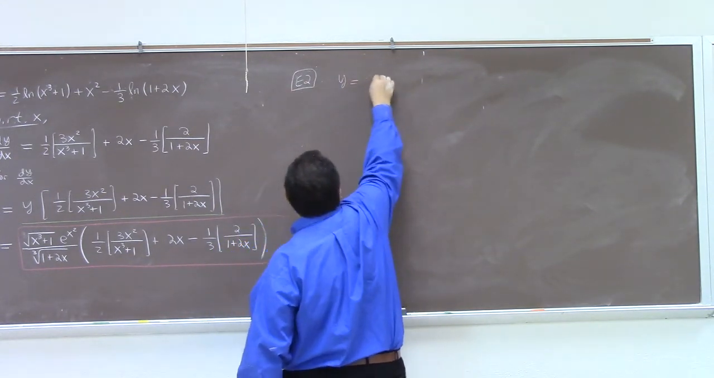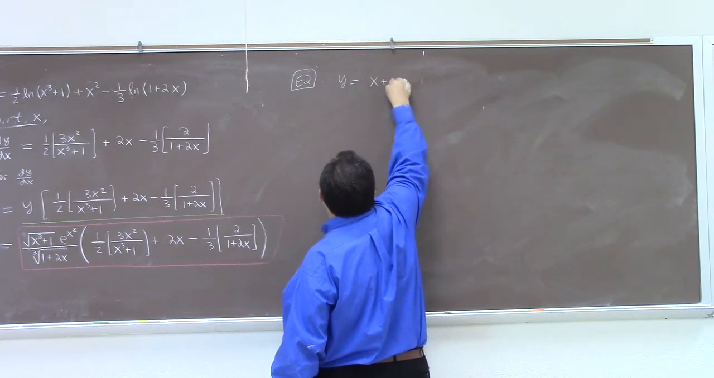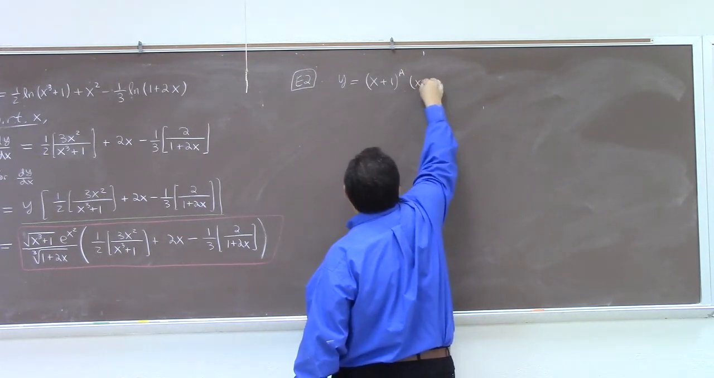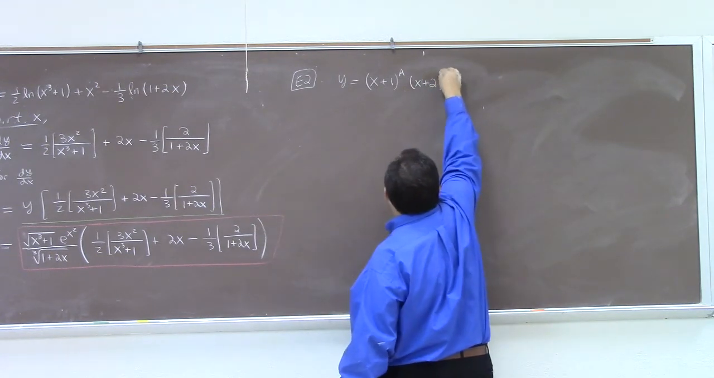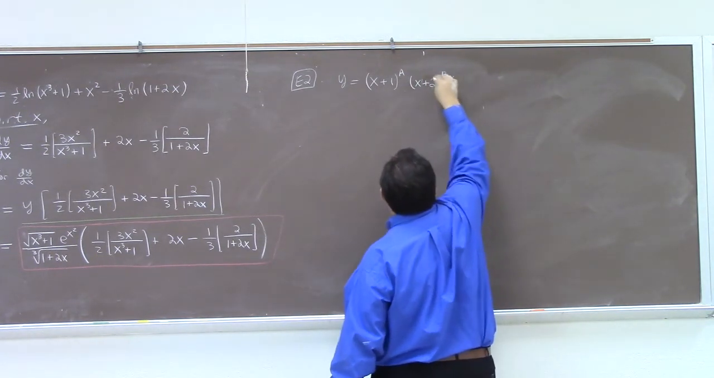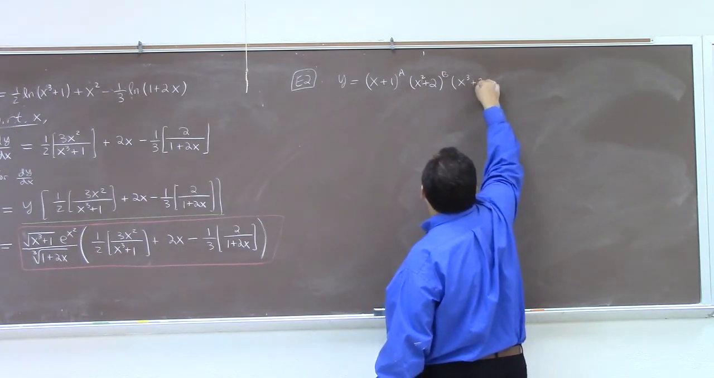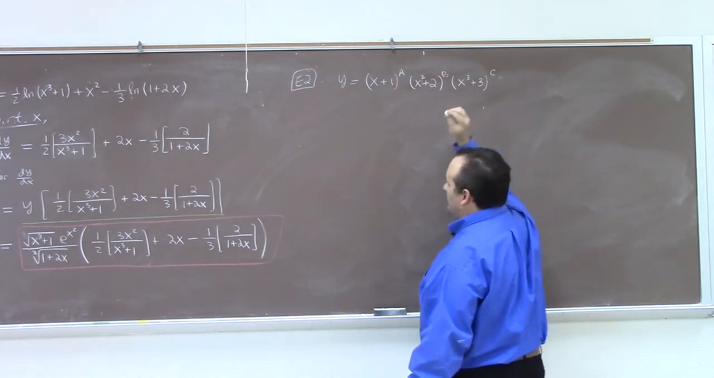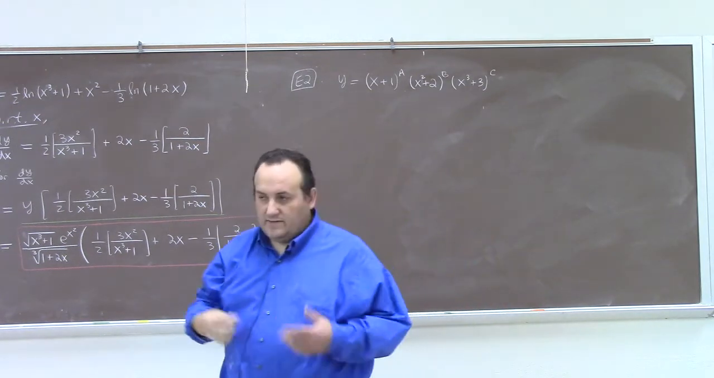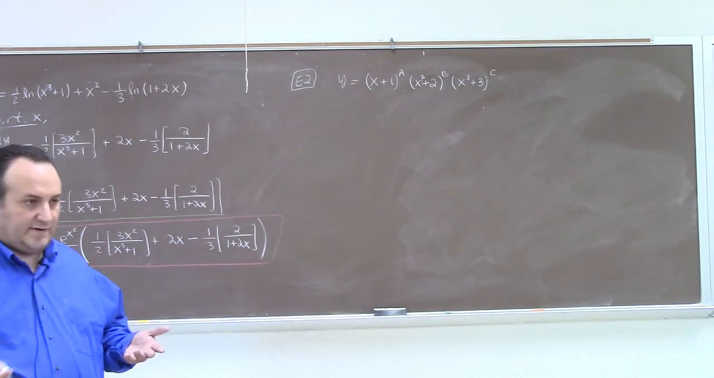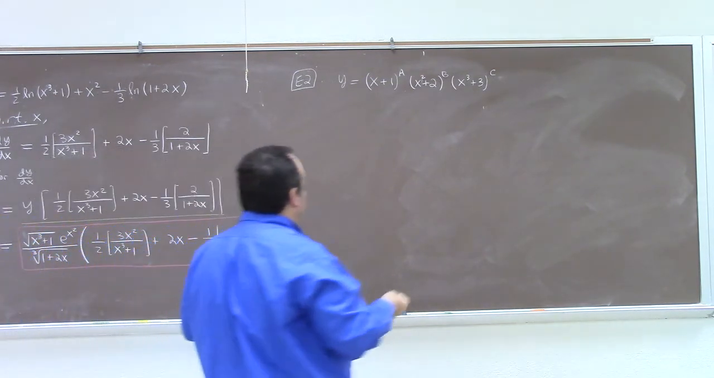Y is equal to (x plus 1) to the a power times (x squared plus 2) to the b power times (x cubed plus 3) to the c power. All right, let's find the derivative of this. Now, you guys could do this with the triple product rule, right? But let's see how it works with logarithmic differentiation.